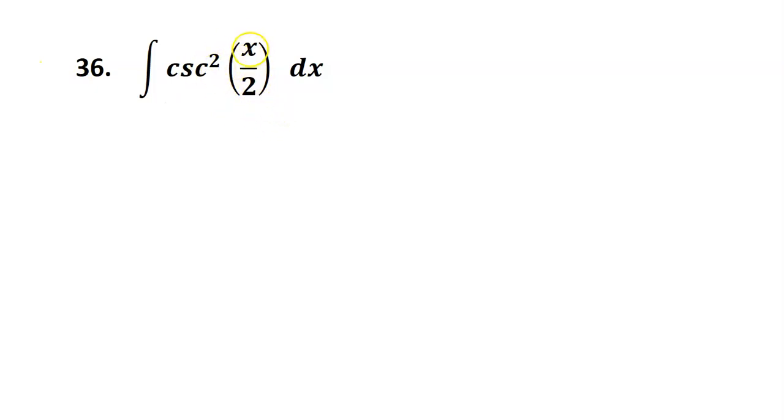Inside of the function, you see this x over 2. So that will be our u. So u is equal to x over 2. Well, u prime is just going to equal 1/2. Interesting. So let's go ahead and make this substitution.